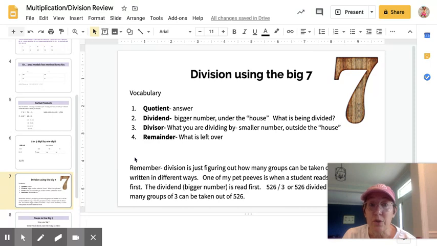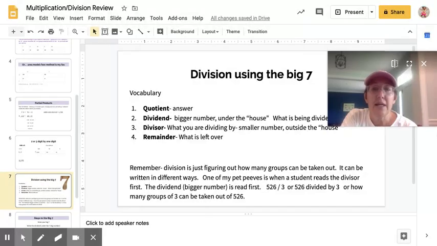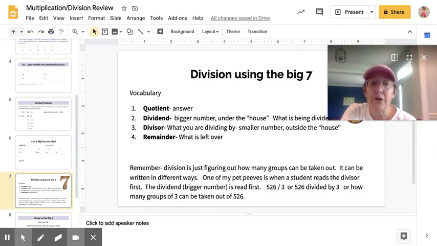The divisor is what you're dividing by, which is usually the smaller number, and it's outside of the 7, or I used to call it a house when I did the traditional way. The remainder is just what is left over, what you can't take any more groups out of. It's always smaller than the divisor. So you need to remember that division is just figuring out how many groups can be taken out of that bigger number.